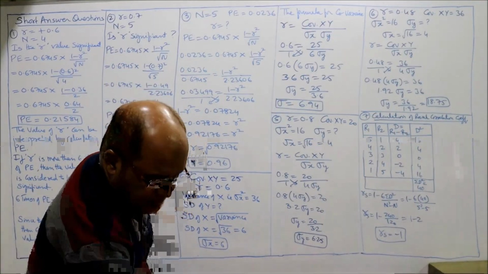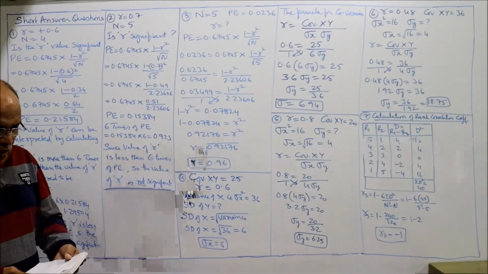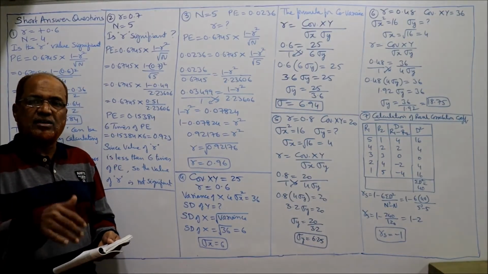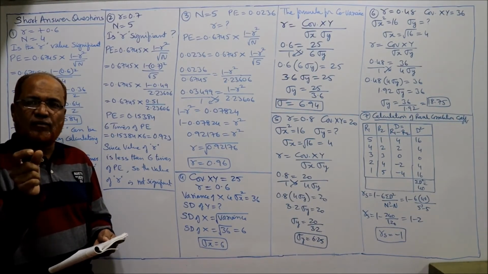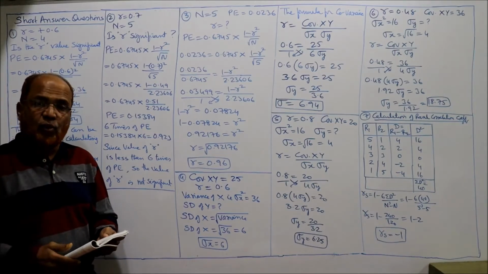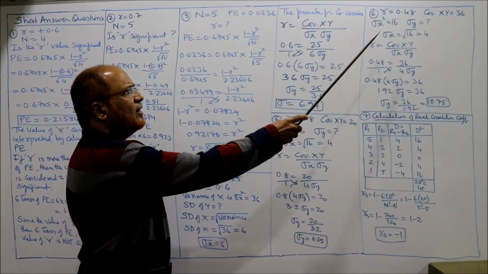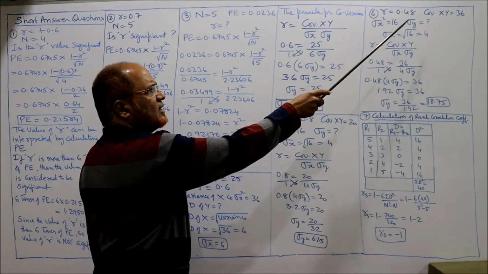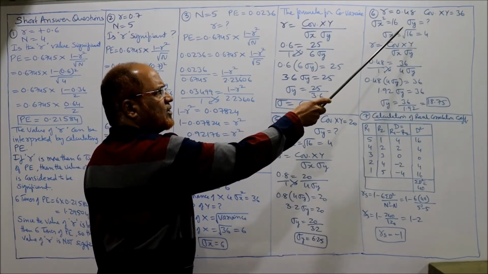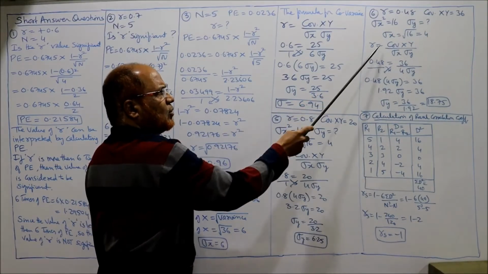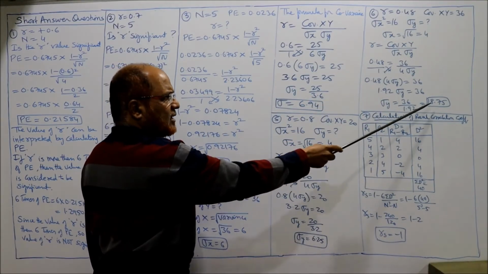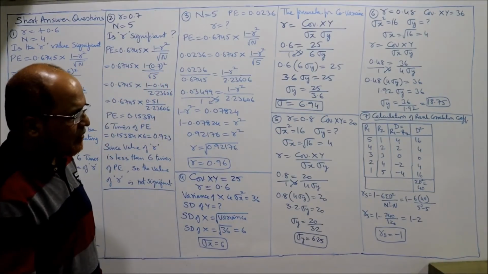Now, see the sixth problem. The coefficient of correlation between two variables x and y is 0.48. Covariance is 36. The variance of x is 16, so the standard deviation of x is 16 under root, 4. Find out the standard deviation of y. Exactly similar to what we have just done. R is 0.48, covariance 36, sigma x square 16, sigma y how much? Sigma x is equal to 4. Apply the same procedure, you will get 18.75 as the standard deviation of y.